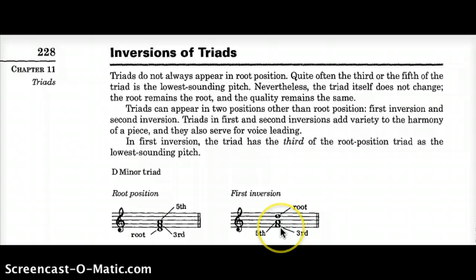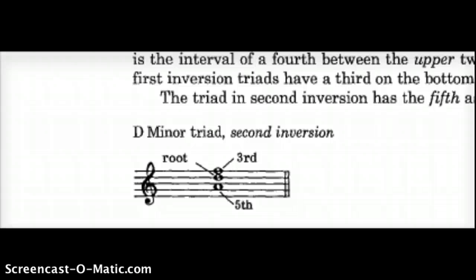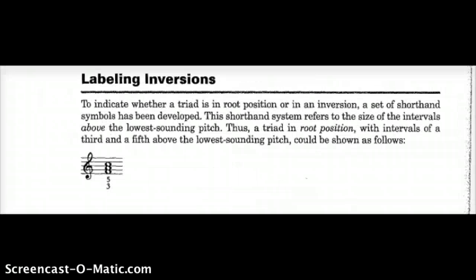And in first inversion, the third is on the bottom. It's the same chord, but it's in a different order. Here, it's in second inversion with the fifth on the bottom. Now we're going to talk about how to label these inversions.